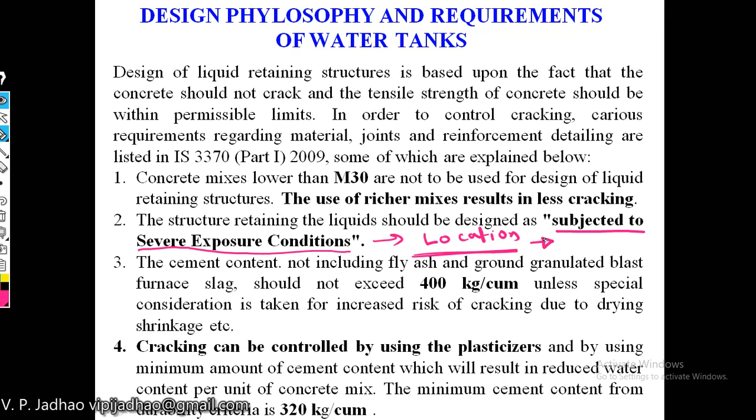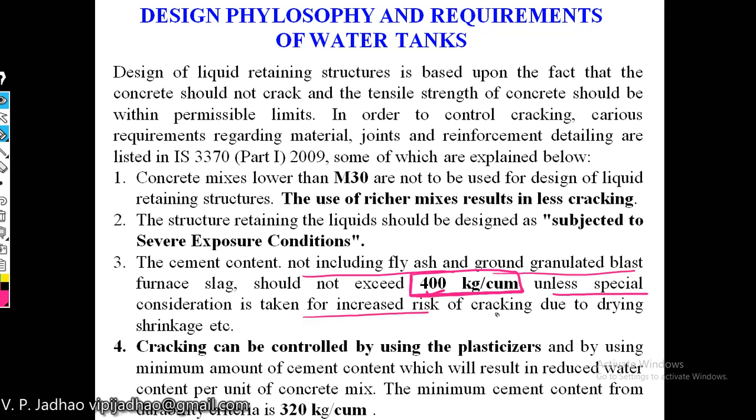So based on severe exposure condition, we have to select the grade of concrete and cover to the reinforcement which are provided in IS 456 2000. Now the cement content, not including fly ash and ground granulated blast furnace slag, should not exceed 400 kg per cubic meter, unless special consideration is taken for increasing the risk of cracking due to drying and shrinkage.